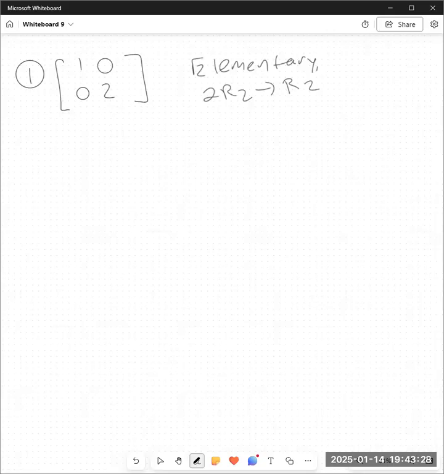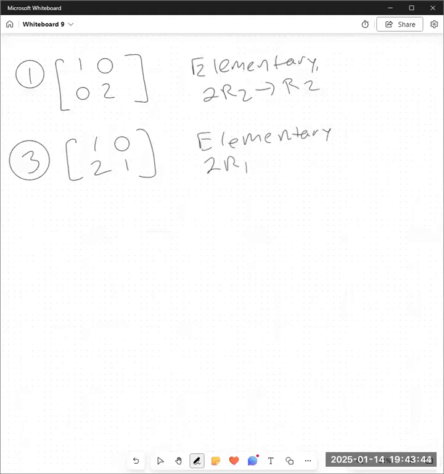So 3 is going to be 1, 0, 2, 1, and that is also elementary. And that's going to be 2R1 plus R2 to produce a new R2. That will be the elementary row operation that's being done there.